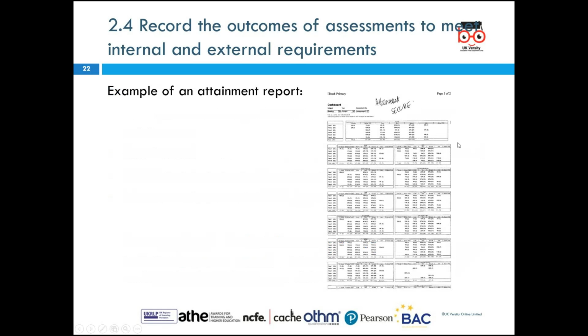So something like this, where it's showing what years there are, what their attainment progress levels are, what percentages there are, what the boys are doing, what the girls are doing, what the overall total is for that year. They're just called yearly progress reports in school.